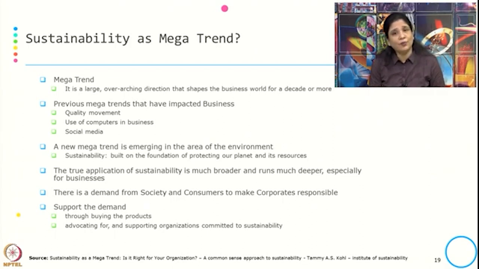So here, society is playing an important role in putting pressure on or initiating action with corporates so that they run their business responsibly. And consumers are also trying their way to make the corporate responsible, and how do they do that? They support the demand by buying so-called sustainable products and also advocating and supporting organizations to commit to sustainability.